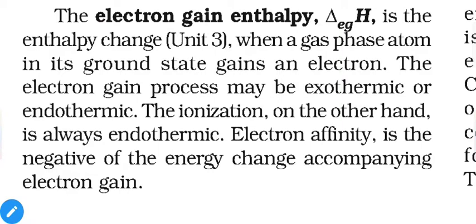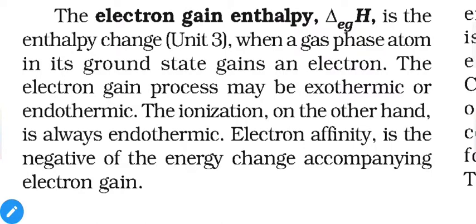What is enthalpy and what is electron gain? When a gas phase atom in the ground state gains an electron, it is called an electron gain reaction. Enthalpy means the energy change involved in it. The electron gain process may be exothermic or endothermic. Ionization, on the other hand, is always endothermic. Whenever electrons are released, it always requires energy.